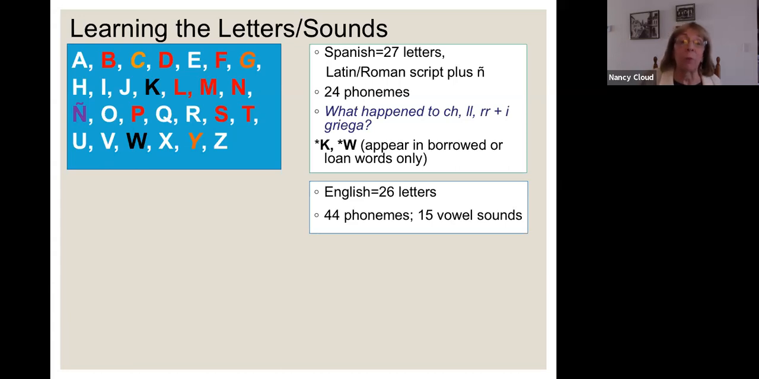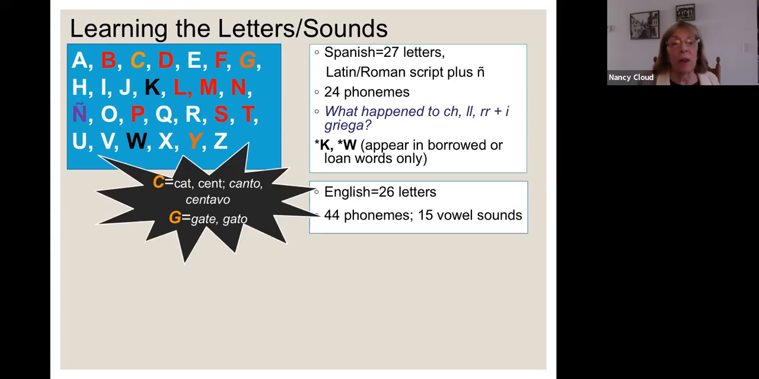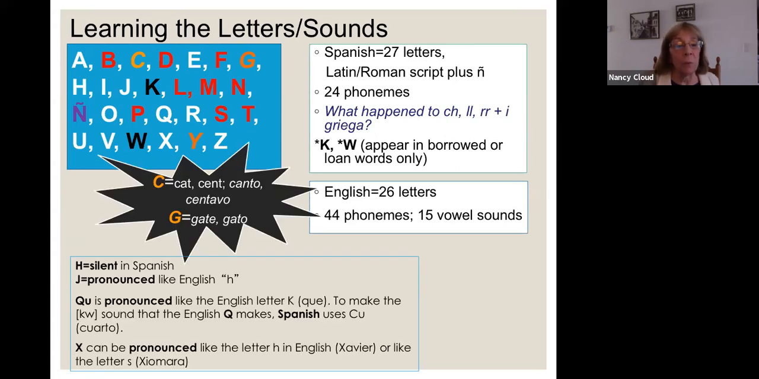Okay, that's why it's in purple. So again, red means they function the same. White means they function differently. Black means they're borrowed letters. Ñ means it's an added letter that English doesn't have. C, G, and Y sometimes are kind of similar in the way they work. And I already shared that with you.